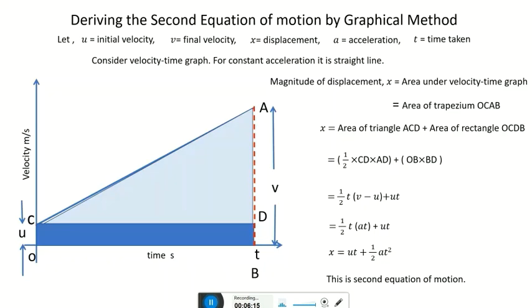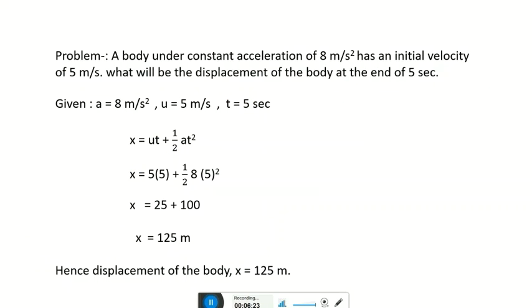That is x = ut + 1/2 at². So this is the second equation of motion by using graph. Then we have a problem and we solve it. The problem is: a body under constant acceleration of 8 meter per second square has an initial velocity of 5 meter per second. What will be the displacement of the body at the end of 5 seconds?